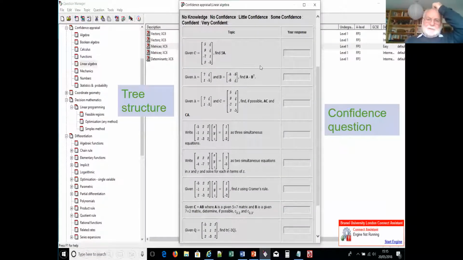We can also ask questions, okay, can you actually do this question? How confident do you think you might be? And they have to drag and drop from no knowledge to very confident. And you could then say, okay, do some intervention and see how their confidence changes later on. It's not really marked, it's just for their own benefit.